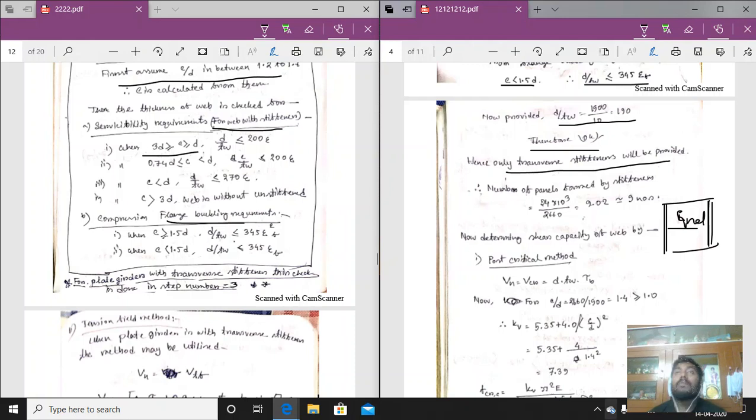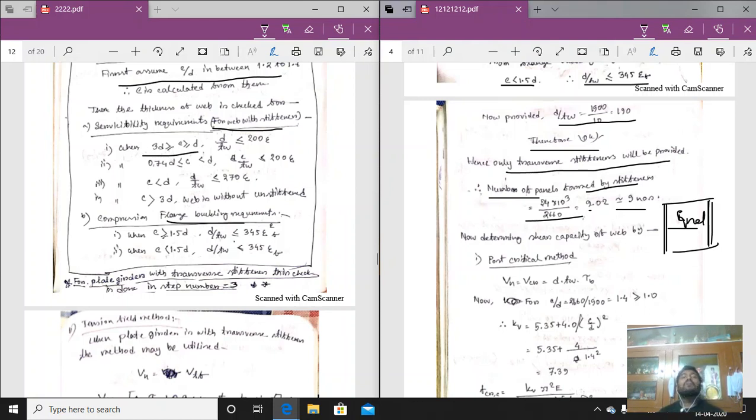So there will be a number of panels. How many? The length divided by the spacing. That will be the number of panels created. So the number of panels formed by the stiffener is 9.02. We are taking 9 numbers. 9 panels are forming with the help of that stiffener. So the number of panels we have determined. Now we have to check for the shear capacity.